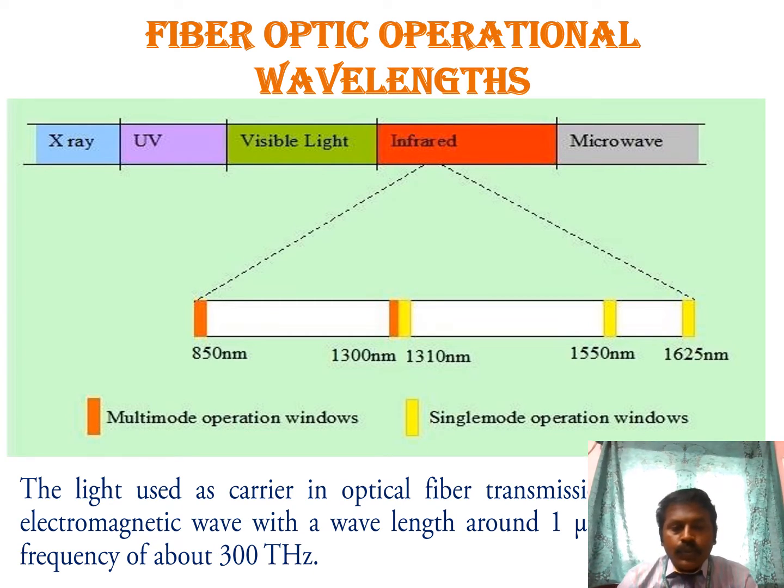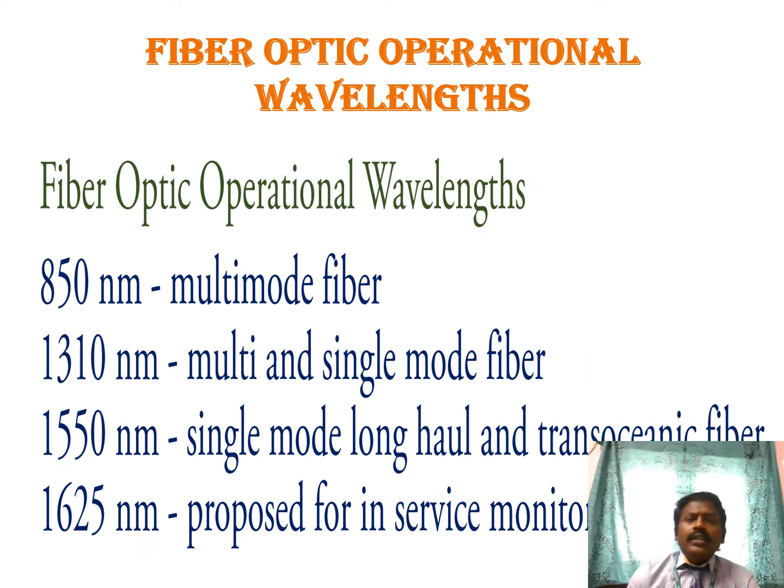So according to this, light is used as a carrier to carry the signal from one place to another place by using optical fiber, in the form of an electromagnetic wave with a wavelength of 1 micrometer and a frequency of about 300 terahertz. Then, what is the optical wavelength range? The optical operational wavelength starts, as I told you, from 850 nanometer to 1625 nanometer.